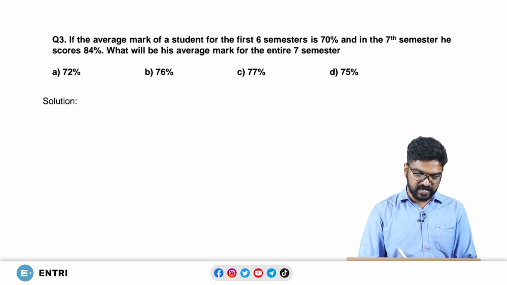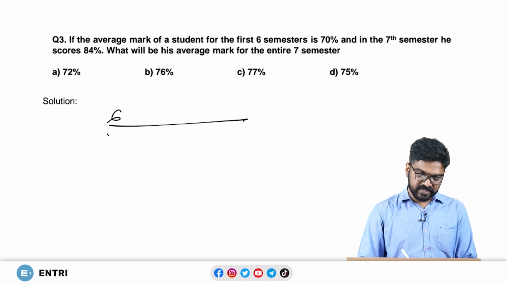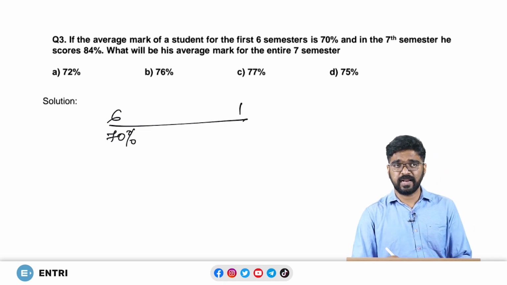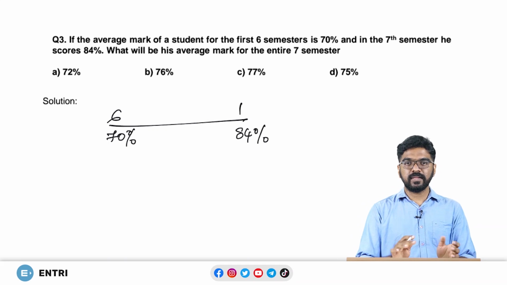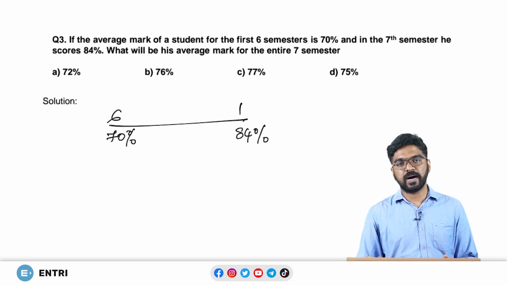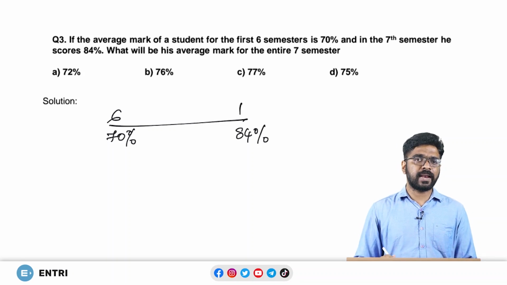So what I write here is, I'll draw the seesaw here. So on one side we have the marks for 6 semesters, the average is how much? 70%, and on the other side we have it for the one semester alone, the 7th semester alone, which is equal to how much percentage? 84%. Now if we combine these 2 semesters, we will get the marks that the student scored for the entire 7th semester. How will you calculate that?